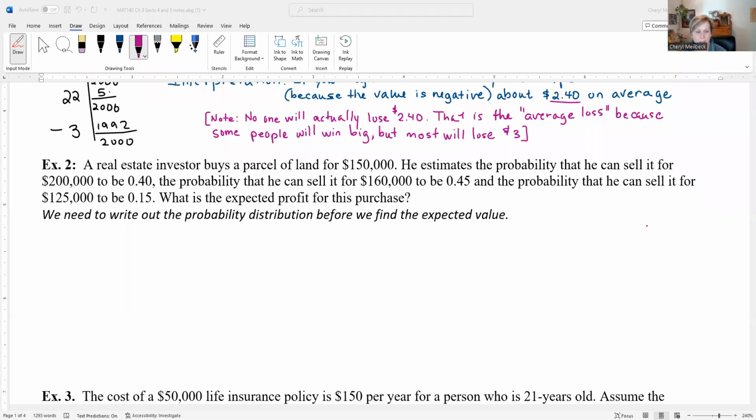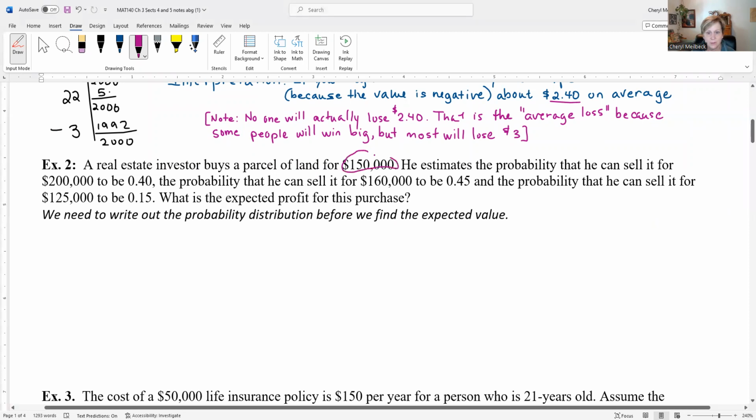All right, let's look at our next example, which says a real estate investor buys a parcel of land for $150,000. He estimates that the probability he can sell it for $200,000 to be 40% or 0.4. He can sell it for $160,000. That probability will be 0.45. Or he can sell it for $125,000, which the probability would be 0.15. So what is the expected profit for this purchase?